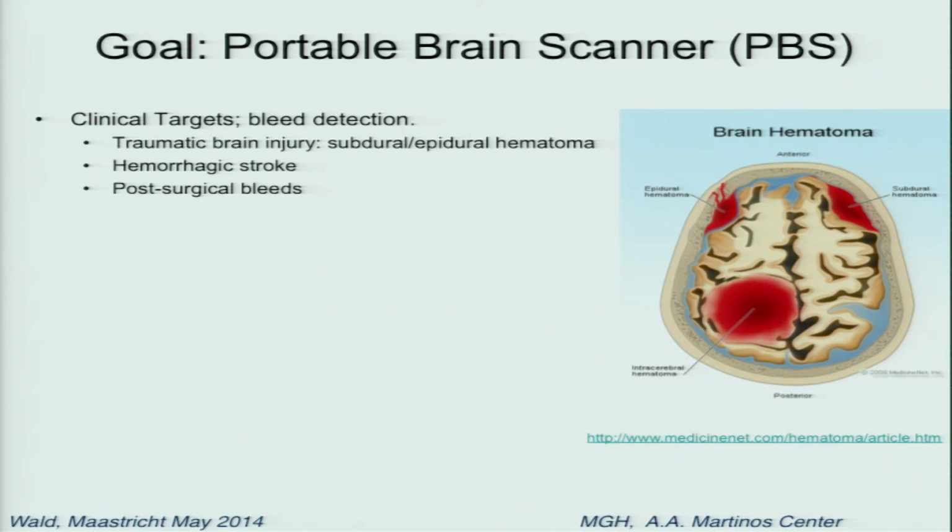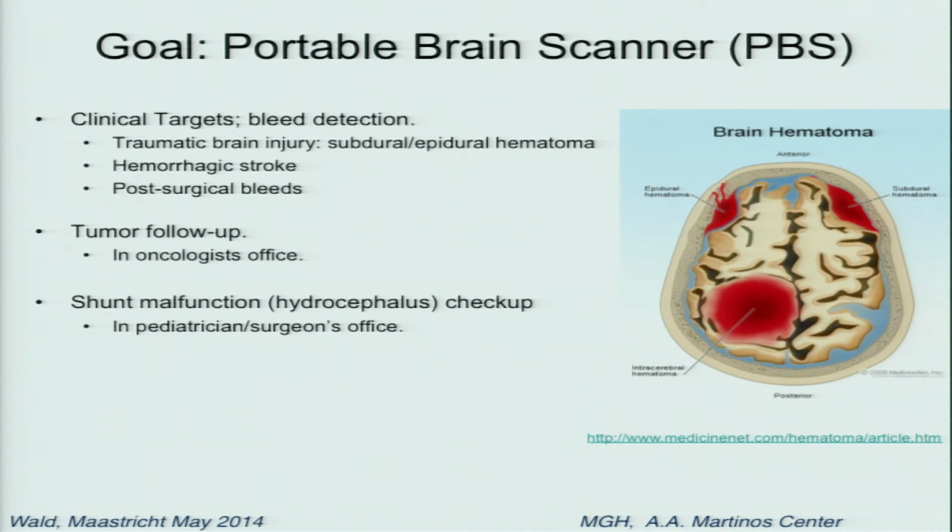And our main target, one of the main ones, is bleeds. We talked about the hemorrhagic stroke, but also subdural hematomas, intracranial hematomas, post-surgical bleeds. Tumor follow-up, just to look at the edema, even. Shunt malfunction and hydrocephalus checkup. They put in these shunts, and they need to make sure they don't clog. The ventricles are draining. This is something you can see in the scout image of a 1.5T. It's not a great image needed. You just need an image inside the brain. And suitable for locations all over: emergency department, ICU, battlefield, ambulance, rural clinic, developing world.